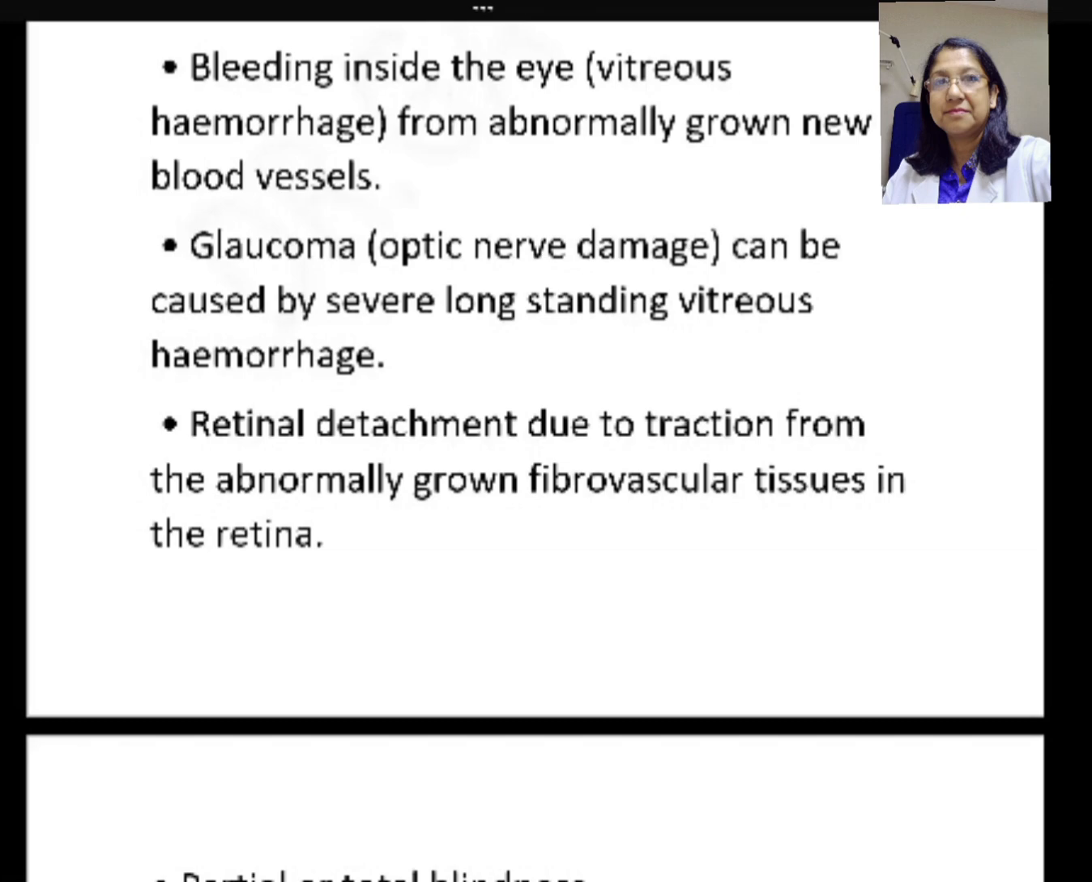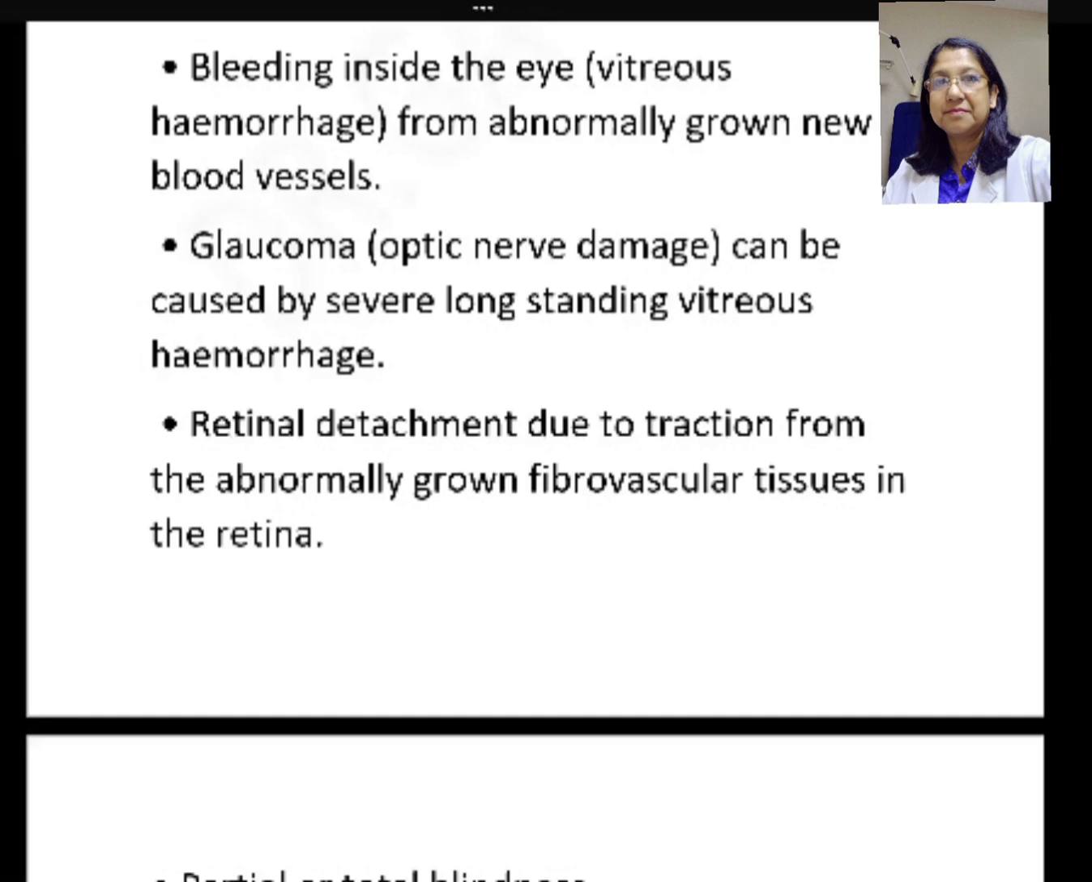How does it happen? It happens by the traction from those abnormally grown fibrovascular tissues. This is the advanced stage. This complication occurs in advanced stage, not in early stage. So in advanced cases, what happens? These newly grown vessels, because of this vascular endothelial growth factor, either will bleed because of their fragility, or will form some fibrovascular tissue that contracts. Due to the traction and contraction of these fibrovascular tissues, the retina gets detached.